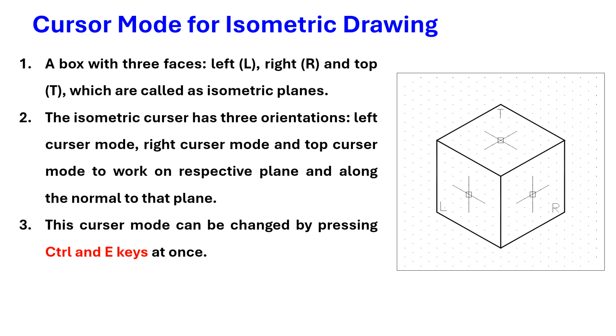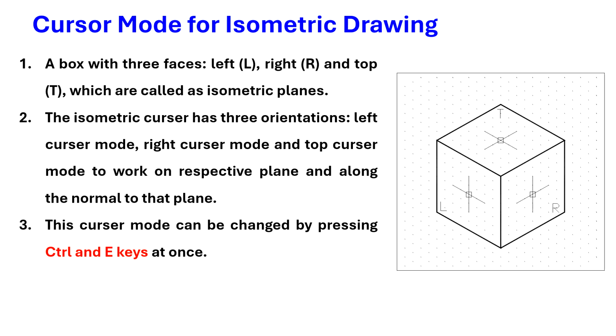A box with three faces, left L, right side R, and top T, which are called isometric planes. If you identify the cursor, here the cursor is vertical and horizontal to this line, and the cursor over here, these two cross lines are parallel to these two lines. Whereas for this cursor, these two lines are parallel to these two lines. But if you use this cursor over here or at another place, the cross lines will not be parallel to the plane.